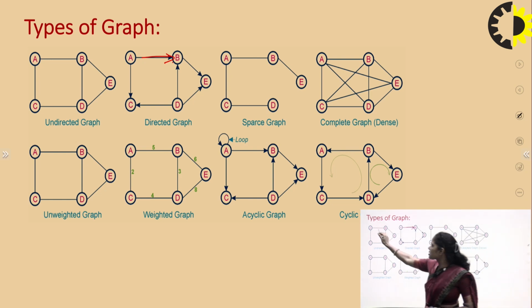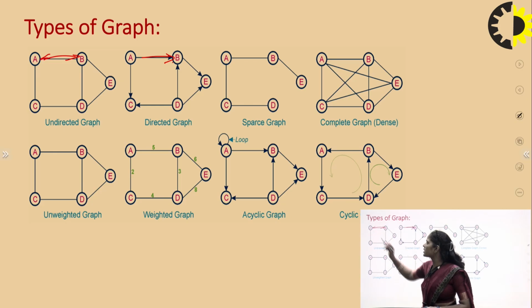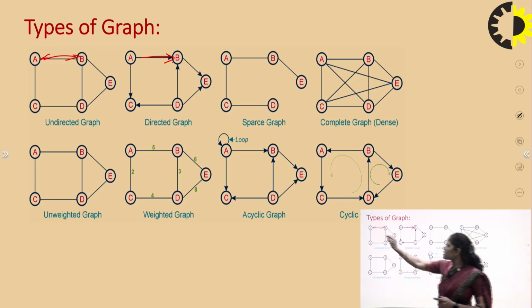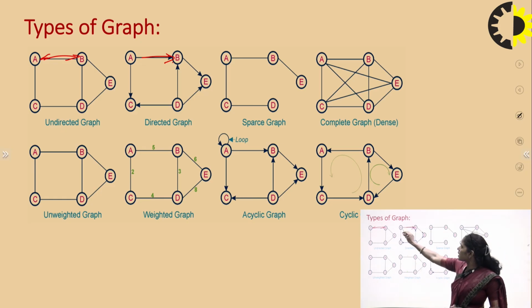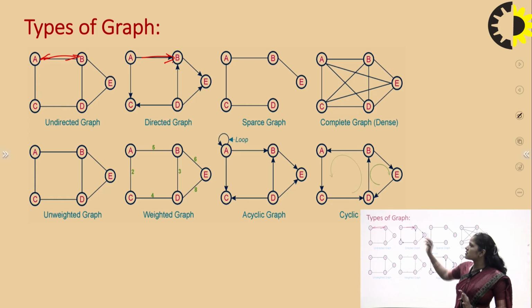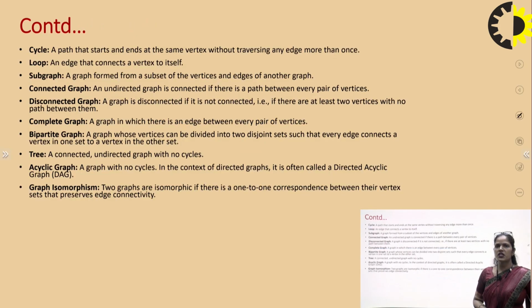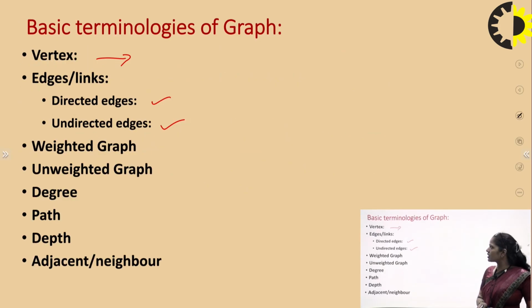But in this graph, the edges are not directed. It will be considered as A to B and B to A also. But in this case, the direction is considered only as A to B because the edge is directed. So this is the basic difference between directed and undirected edges.